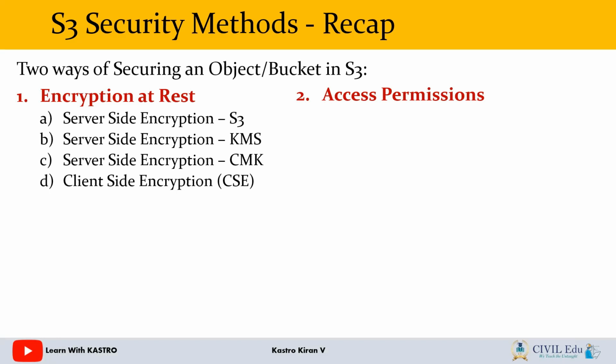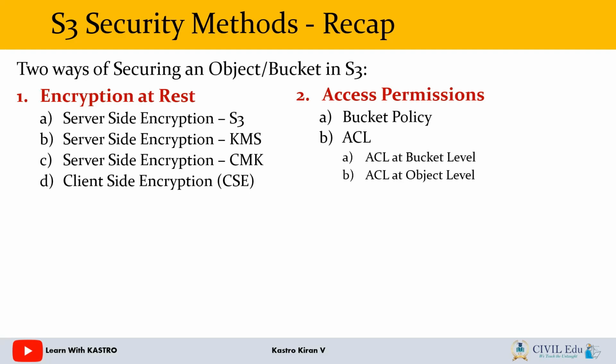Now coming to the access permissions, they are divided into three categories. The first one is known as a bucket policy. The second one is known as ACL, which is also known as access control list. Again, ACL has been divided into two categories: ACLs at bucket level and ACLs at object level. And the third one under access permission is known as pre-signed URLs. So these are the total security methods or the security features that are available in order to protect an object or a bucket that is available in S3 service.